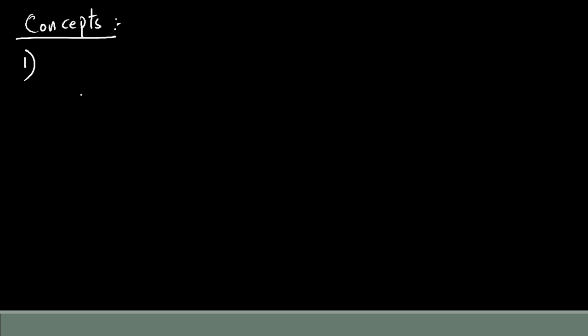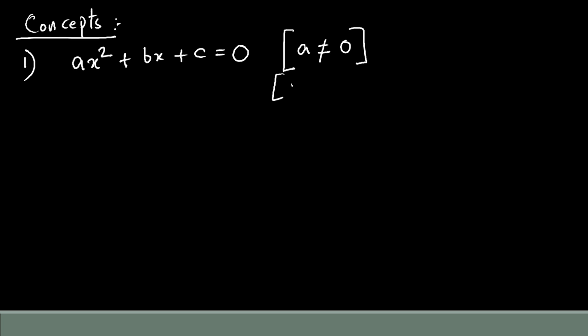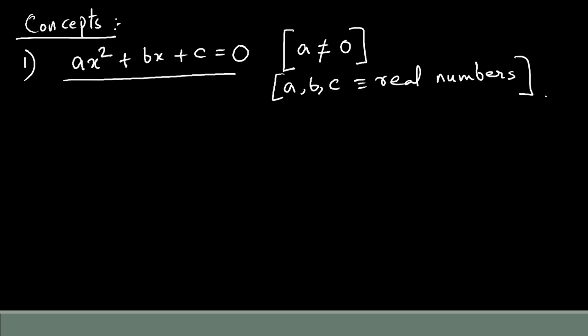So first we need to know what is a quadratic equation. A quadratic equation is of the form ax square plus bx plus c equal to 0, where a is not equal to 0 and a, b, c are real numbers. So an equation of this form, ax square plus bx plus c equals 0, is a quadratic equation.